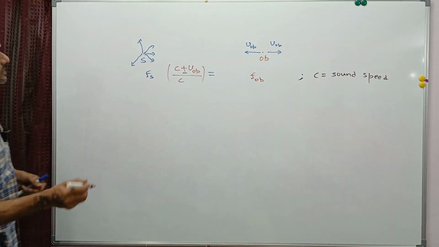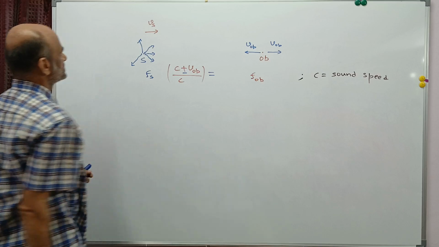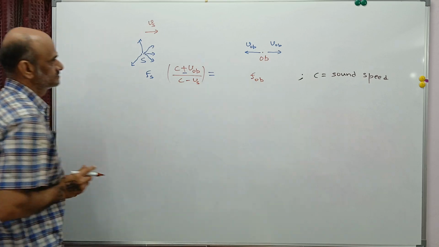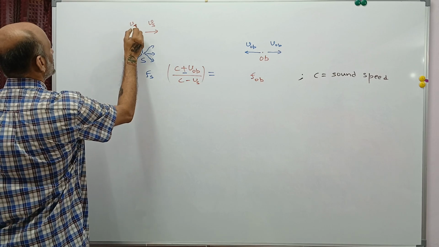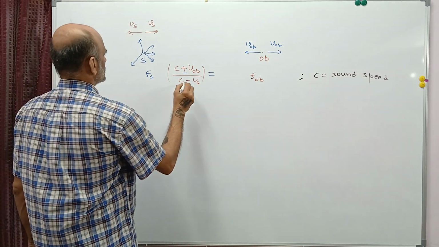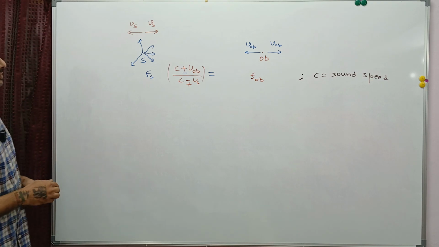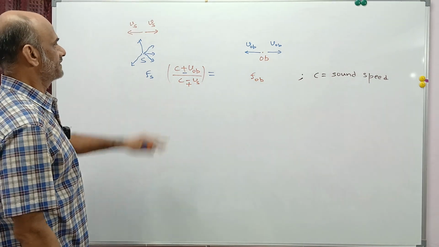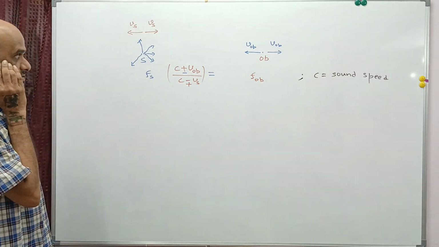Similarly, the source can move. Suppose the source moves with the velocity Vs towards the observer, then the frequency will increase by a factor C minus Vs. Similarly, if the source is moving away from the observer, the distance between the source and observer is increasing, so the frequency will drop down by a factor C plus Vs. So this is the full formula for the Doppler effect, where the observed frequency and the source frequency differ by a factor (C plus or minus velocity of the observer) divided by (C plus or minus velocity of the source).